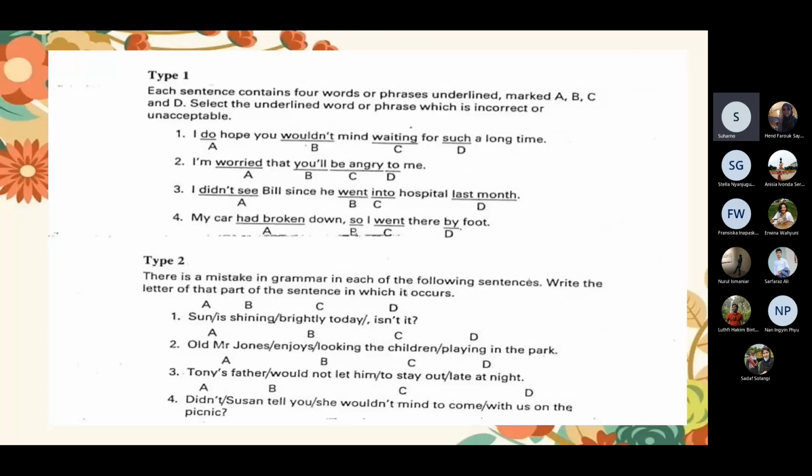So here it is similar to TOEFL. When you identify the error, it is quite hard to make 4 options A, B, C, D. So the best way is you just underline one word or one phrase in the sentence, as shown in the example type 1. I do hope you wouldn't mind waiting for such a long time. I'm worried that you'll be angry to me. So it is similar to TOEFL, and you can construct such a thing. It is also quite challenging.